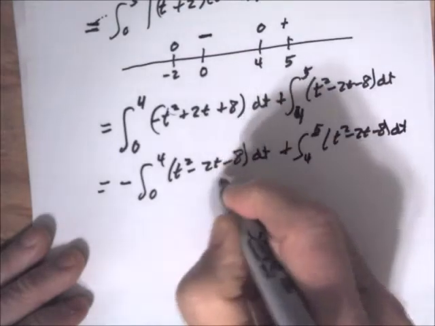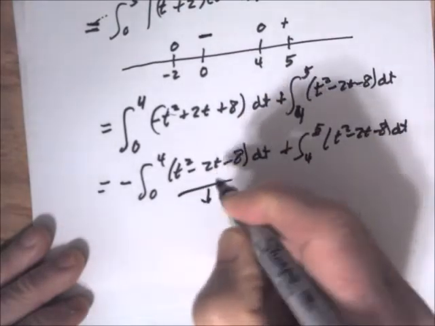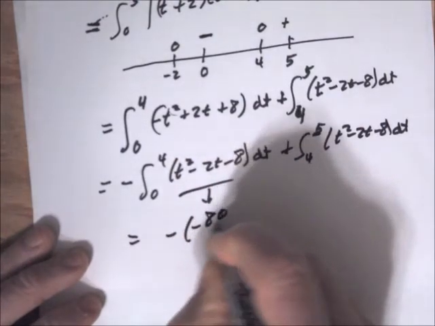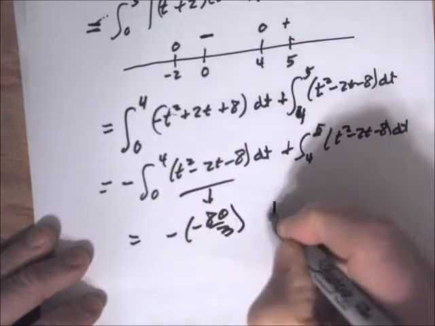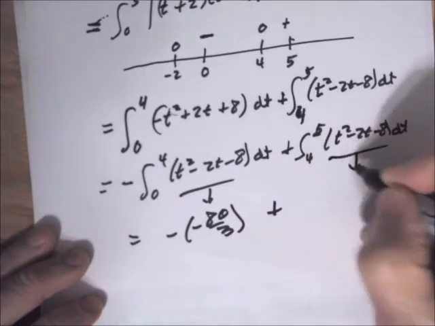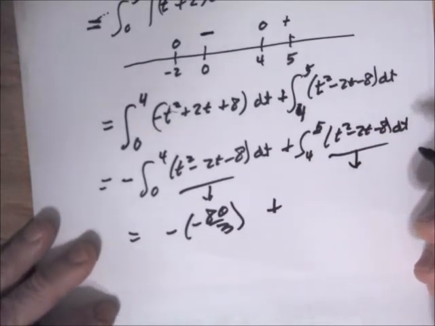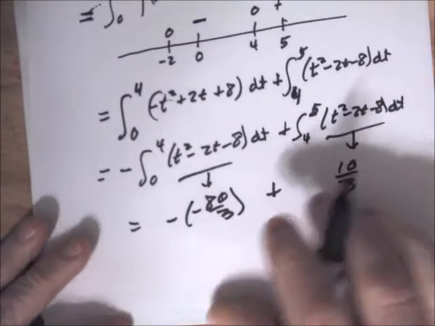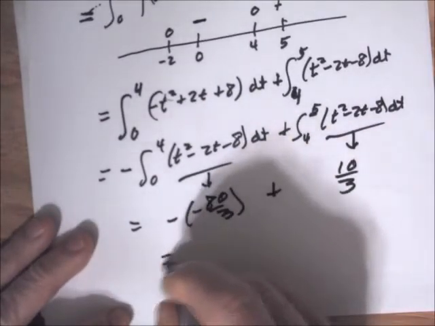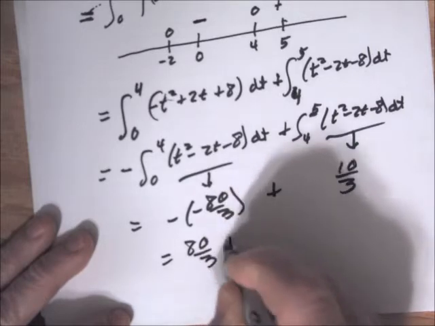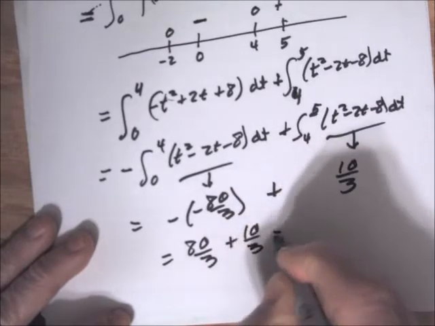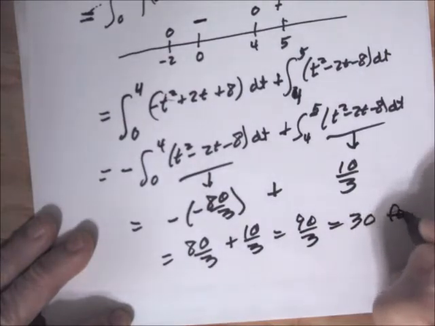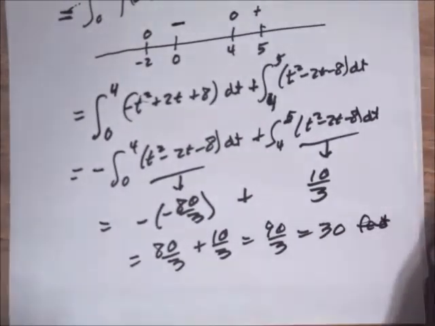Okay, so this we already computed. This was negative 80 over 3, so it's going to be minus negative 80 over 3. And this one we already computed too. It was 10 over 3. So we have double negative is positive, so we have 80 over 3 plus 10 over 3, which is 90 over 3, or 30 feet. Okay. So the total displacement.